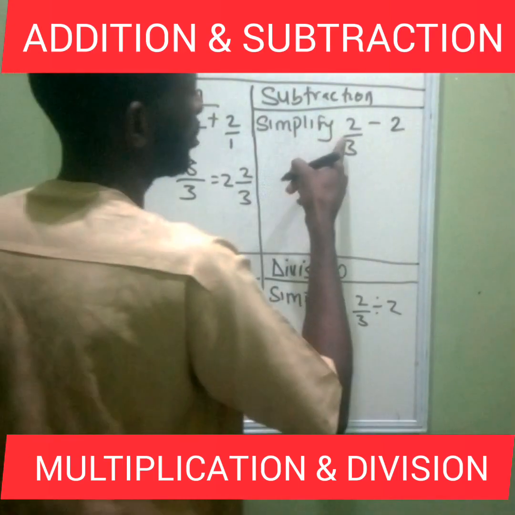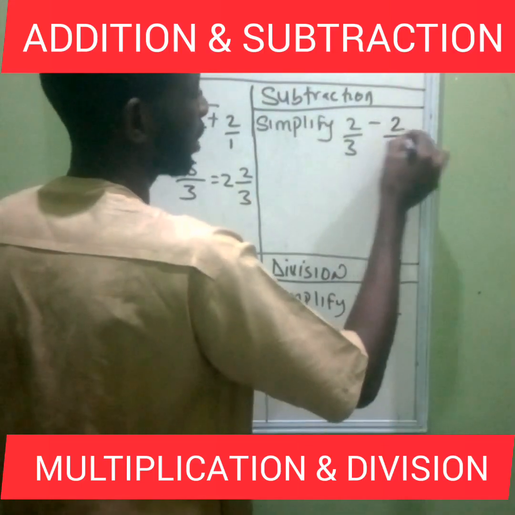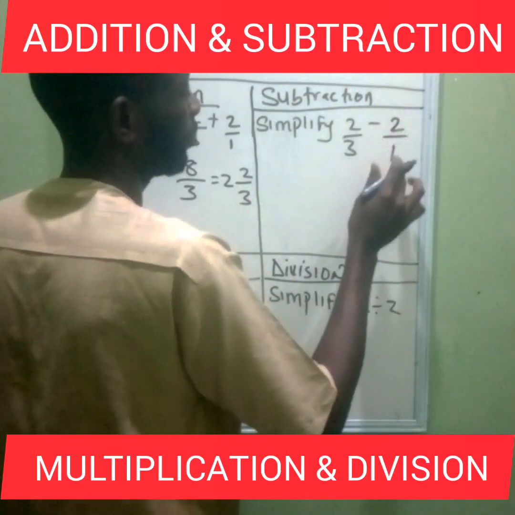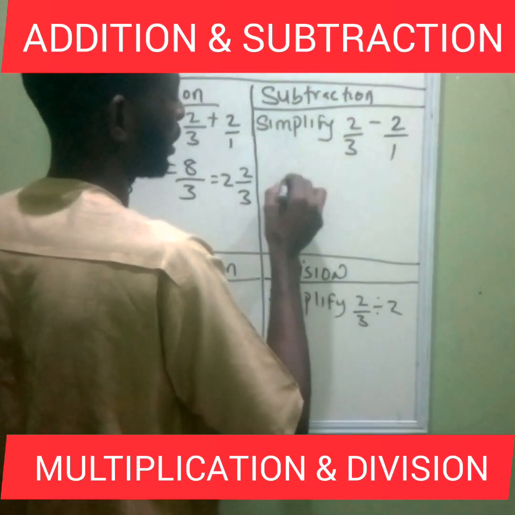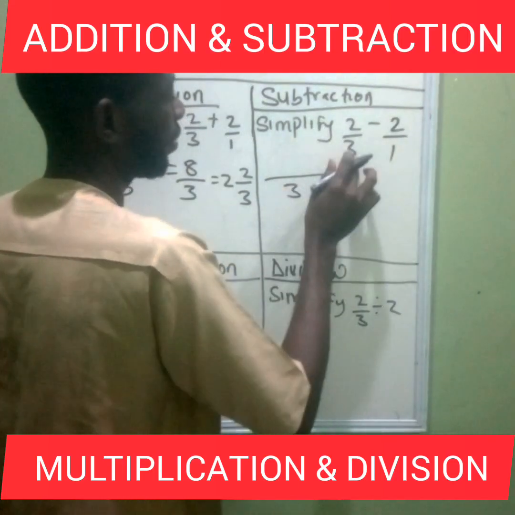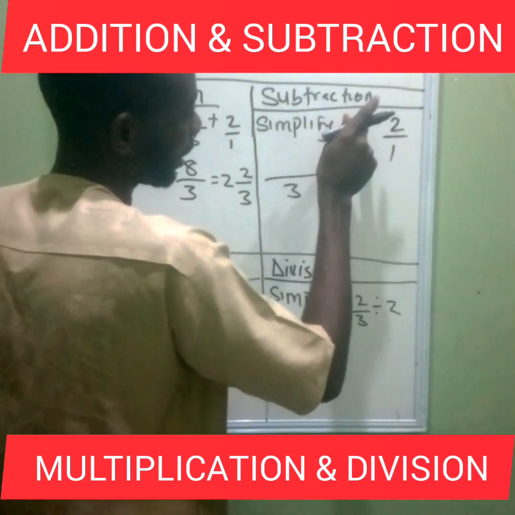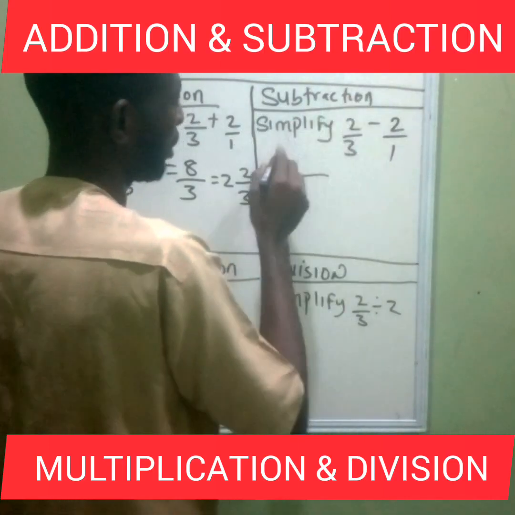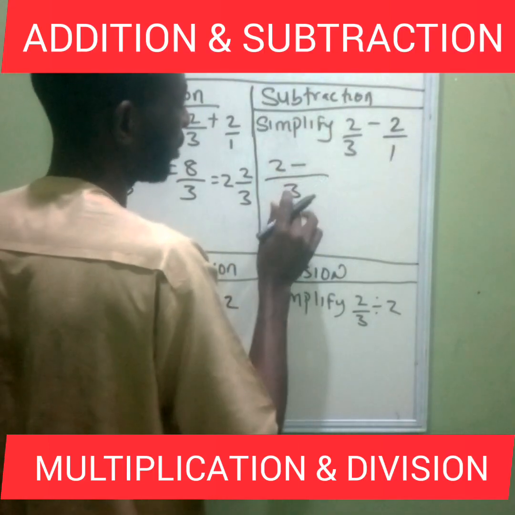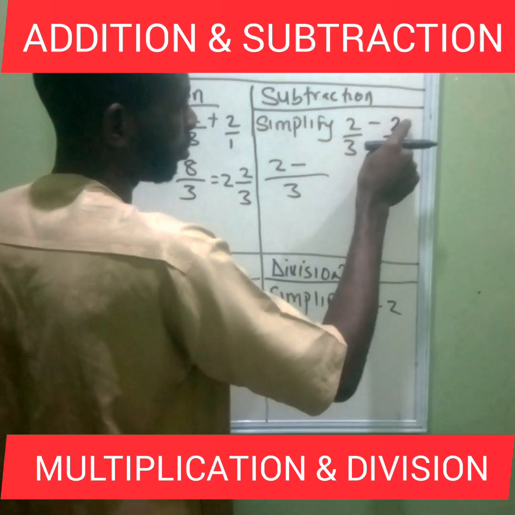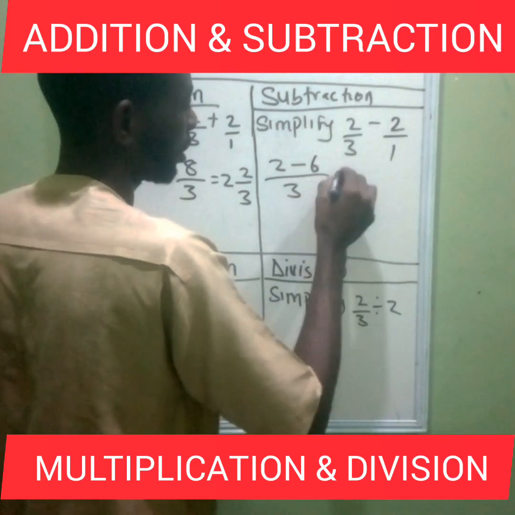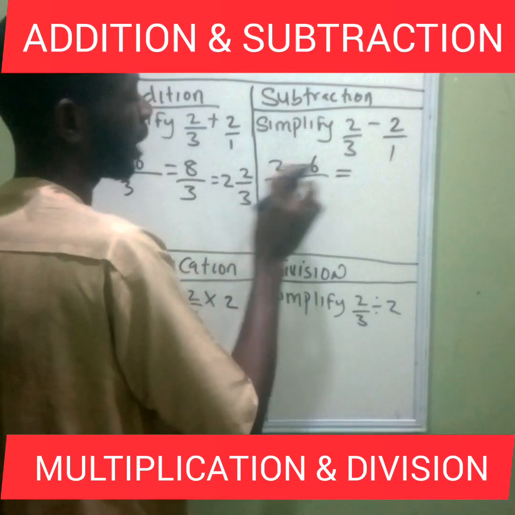Let's go to subtraction. Like we said, this one has a denominator of 1, because 2 divided by 1 is still 2. So what is the LCM of 3 and 1? The LCM is 3. 3 divided by 3 is 1. 1 times this 2 at the numerator is 2. We put our minus. 3 divided by 1 is still 3. 3 times minus 2 will give us what? This minus 6. From there we are going to have 2 minus 6.